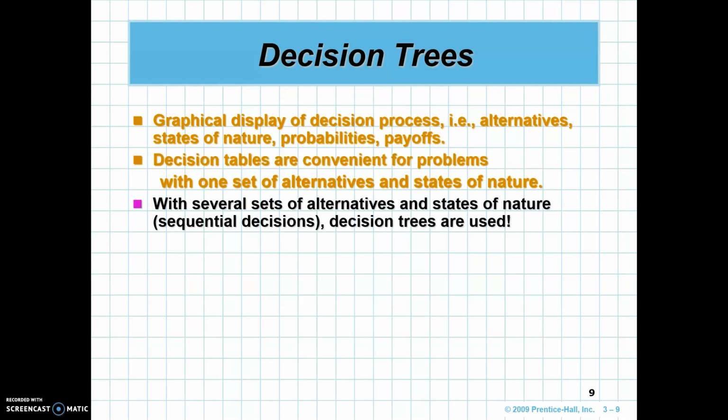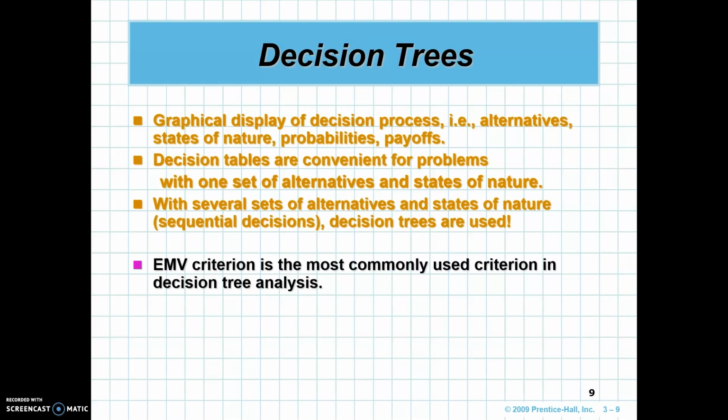With several sets of alternatives and states of nature, sequential decision trees are used. So when we have different sets of alternatives, like in our case, it was three: to build a big plant, to build a small plant, and to do nothing, right? And we have two states of nature, that is favorable market and unfavorable market, right? In this case, decision trees can be more useful than the other methods which we have discussed in the previous lectures and previous slides.